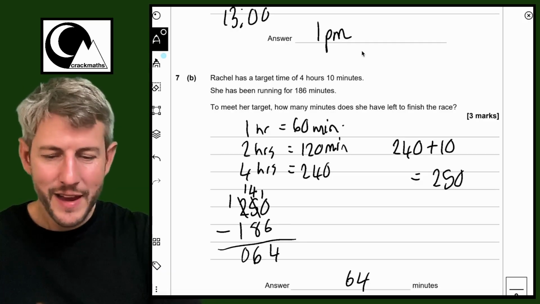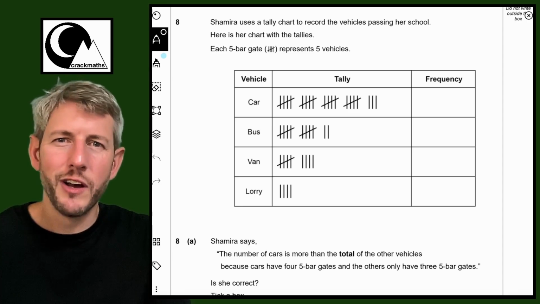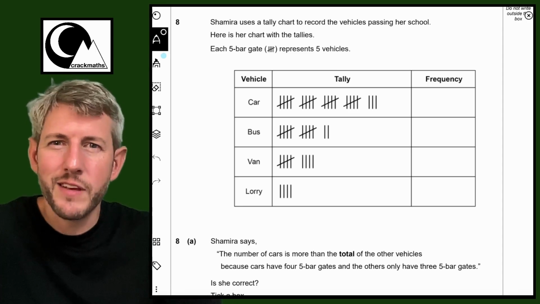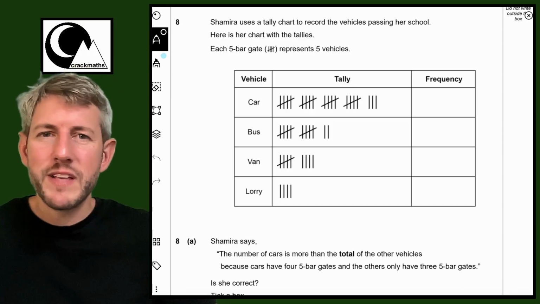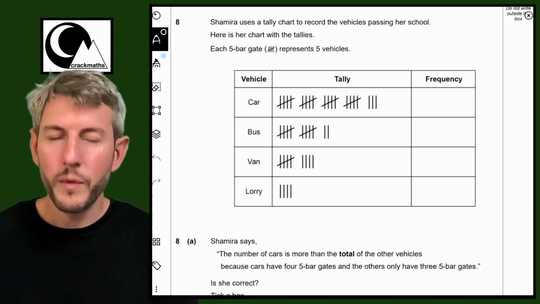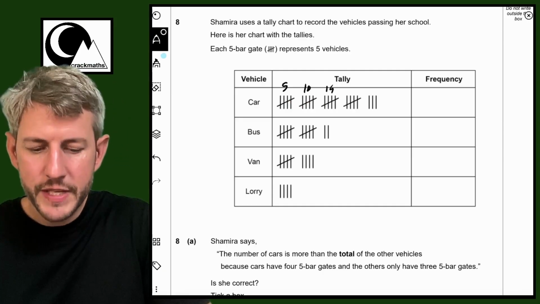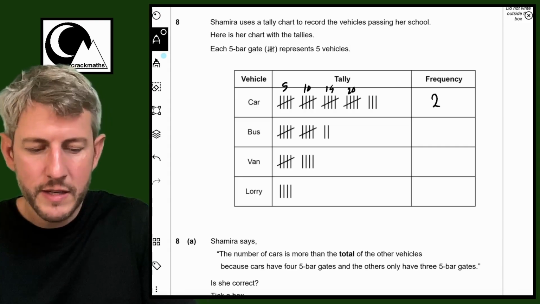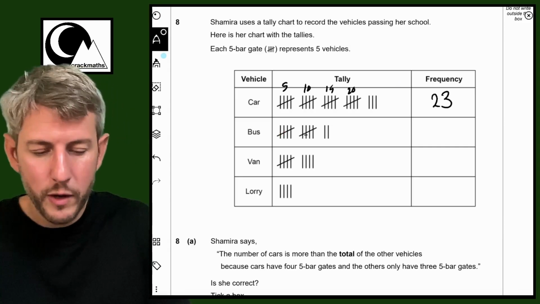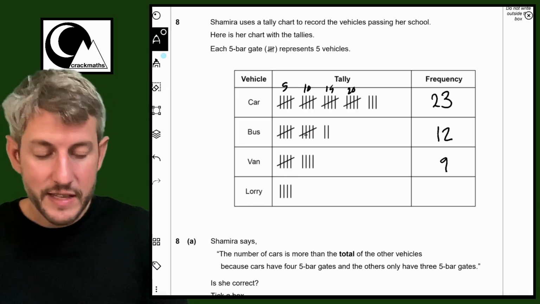Right, next question. Okay, here we go for question 8. Shamira uses a tally chart to record the vehicles passing her school. Here is the chart with the tallies. Each 5-bar gate represents 5 vehicles. So let's just tally this up first and see what we're talking about. If each one of these is 5, we've got here 5, 10, 15, 20, and then 3 here. So this one's got a frequency of 23. This one has 5, 10, 12. This one's got 5 and 4, which makes 9. And this one is just 4.